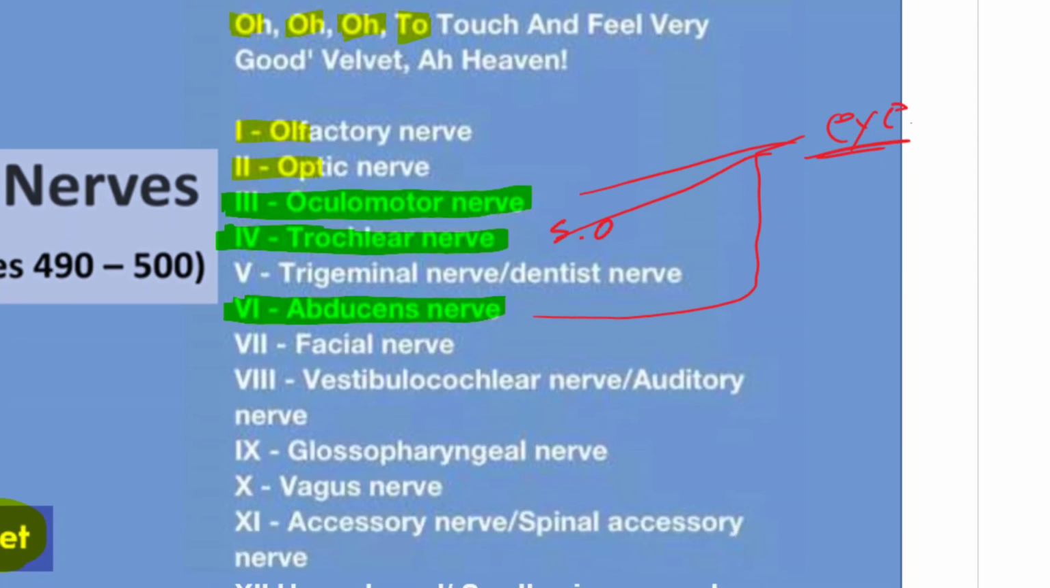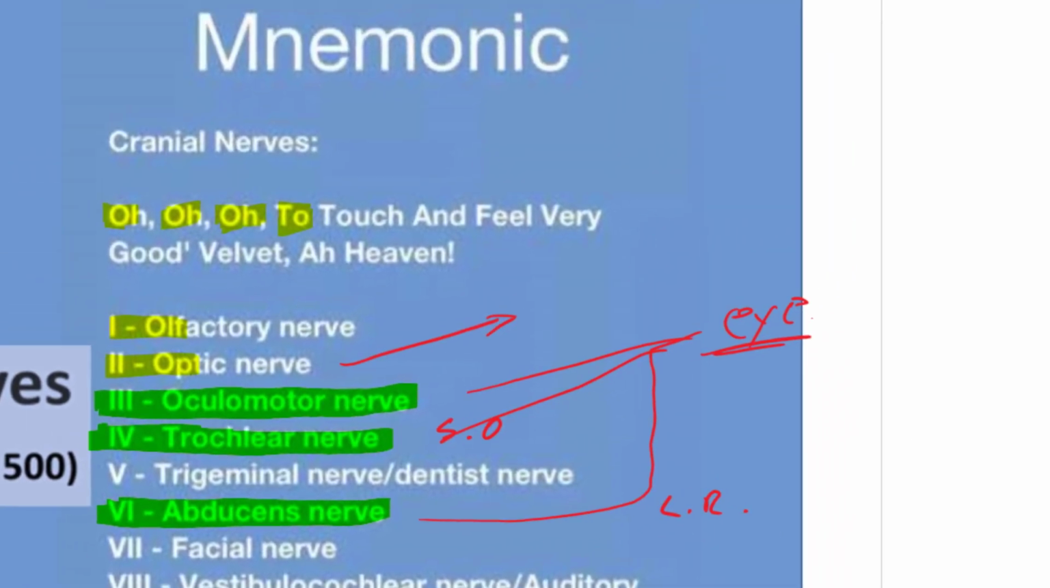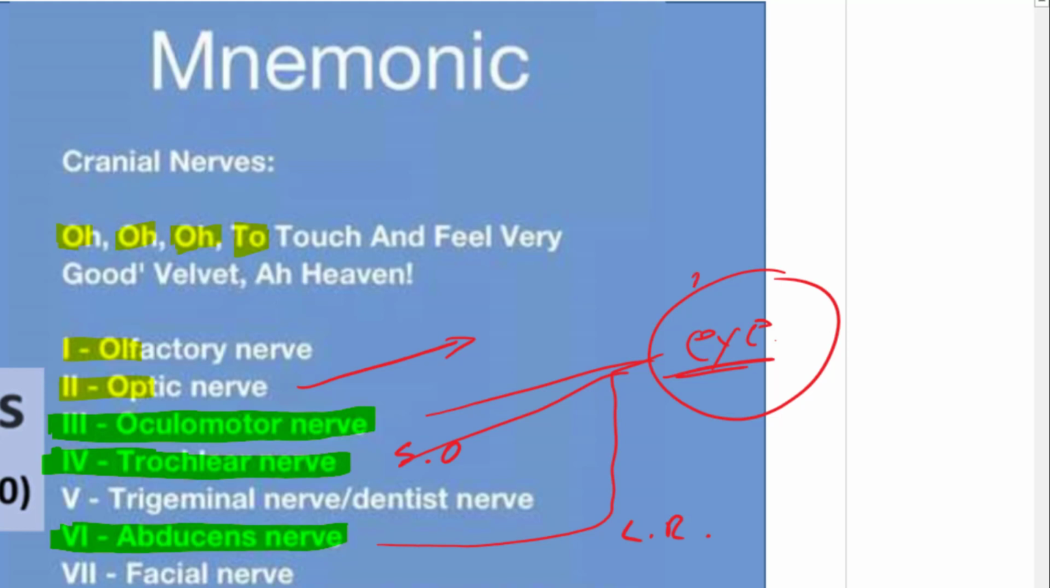Okay? The abducent nerve is the one who's going to be able to do what to your eye? That's going to innervate your lateral rectus. Okay? It's going to move your eye away from the body. Now, there's optic nerve for the eye, but this eye that we're talking about here is just motor. This is sensory for the eye. Everybody got that?